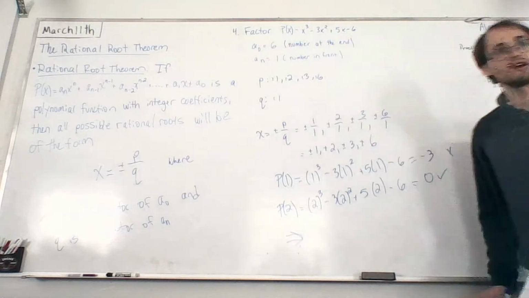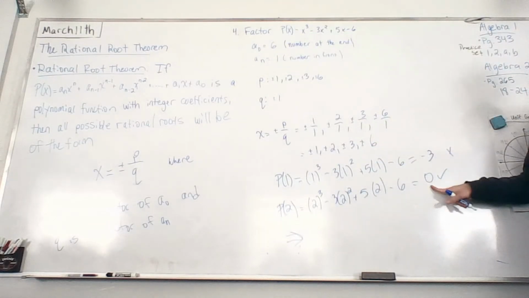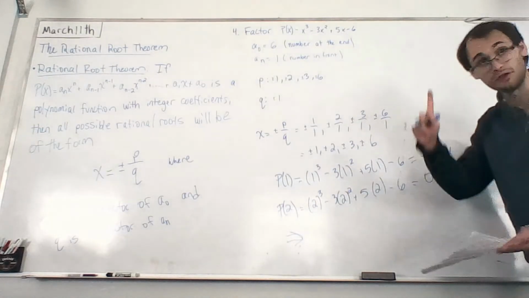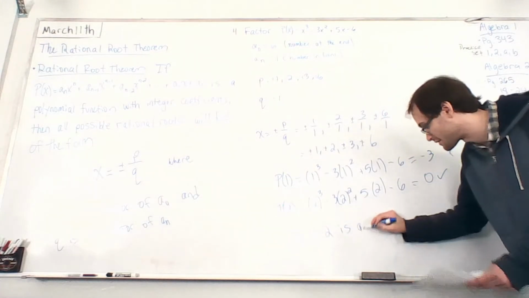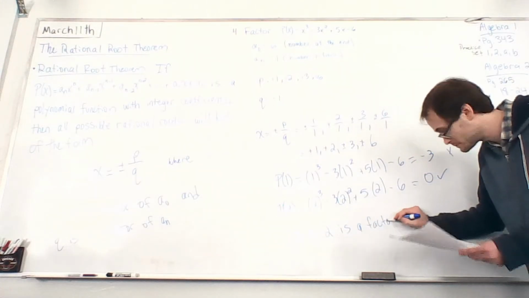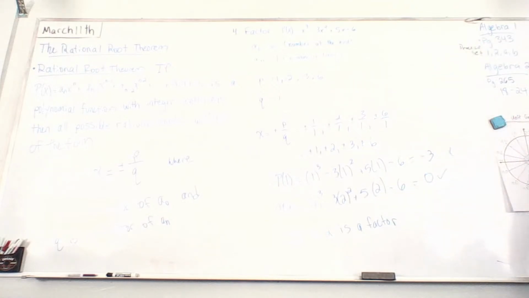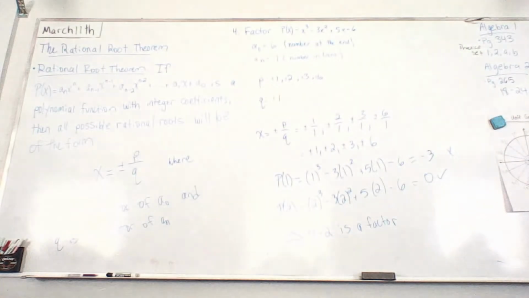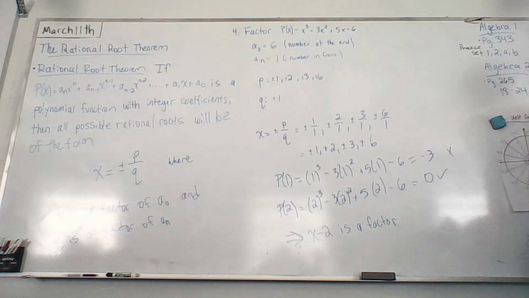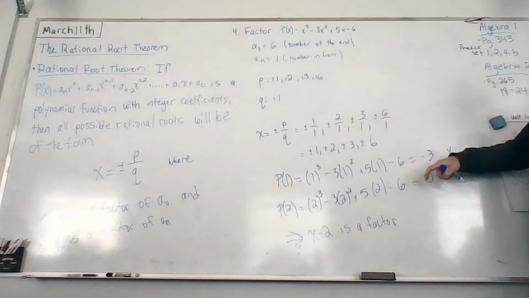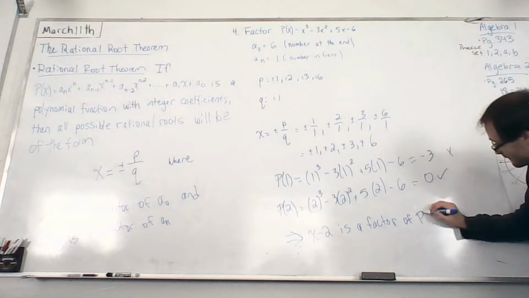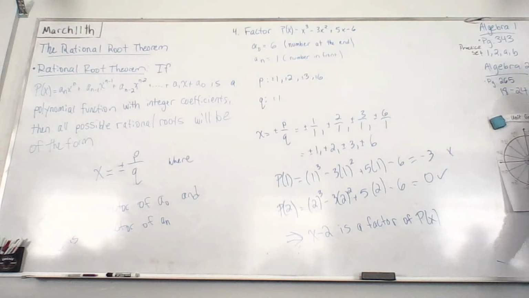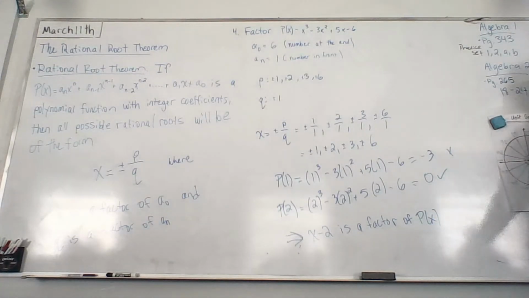My little fancy arrow. The 0 means the following: x minus 2 is a factor. A factor of what? That's a good question, I should have specified. It's a factor of p of x. It just means that.